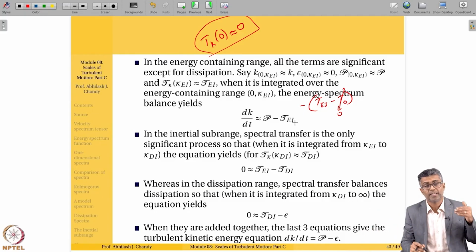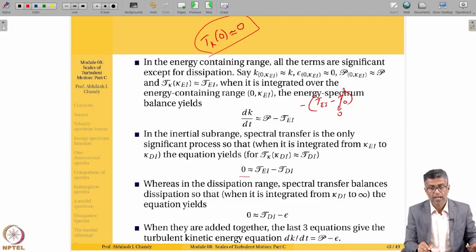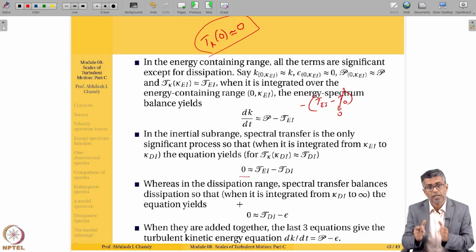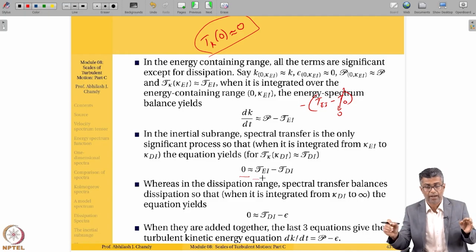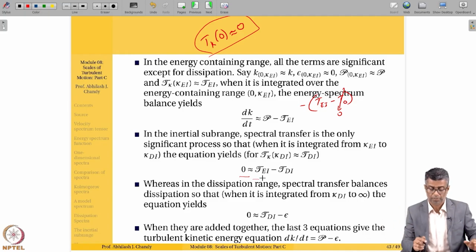So now when you integrate your energy spectrum balance equation, the left hand side becomes 0, and then you have only the spectral transfer rate, which is TEI minus TDI. Isn't it? It will be TEI minus TDI, basically the two endpoints: the first endpoint minus the second endpoint, the initial endpoint minus the final endpoint in the inertial subrange. That is TEI minus TDI.